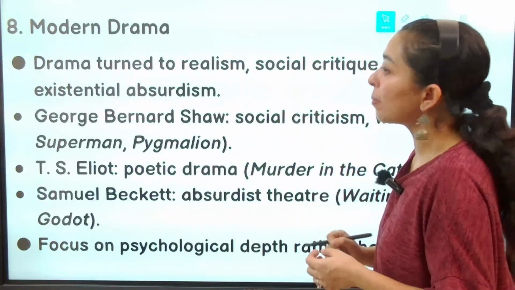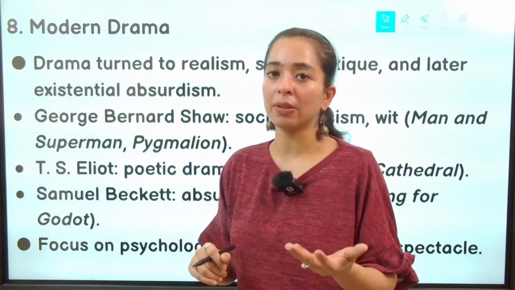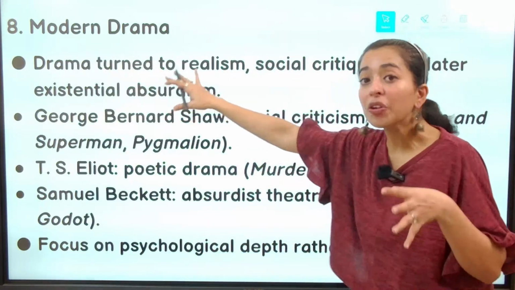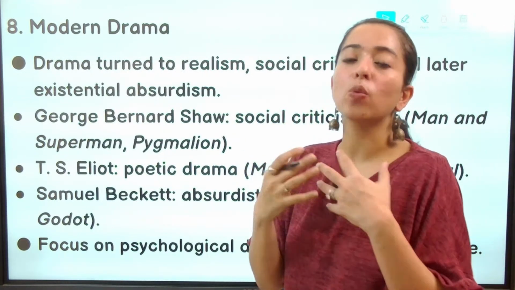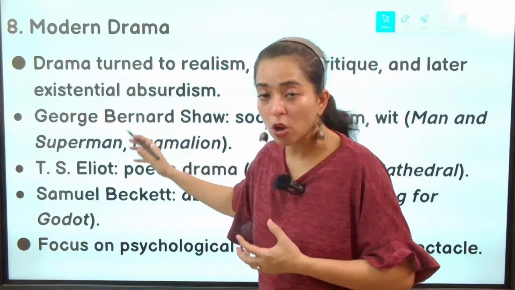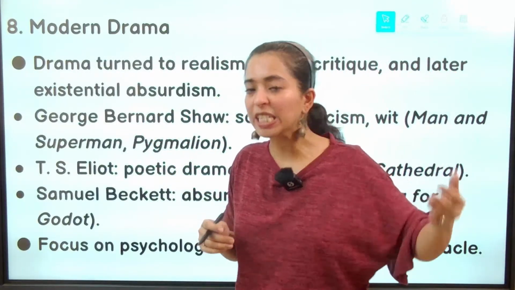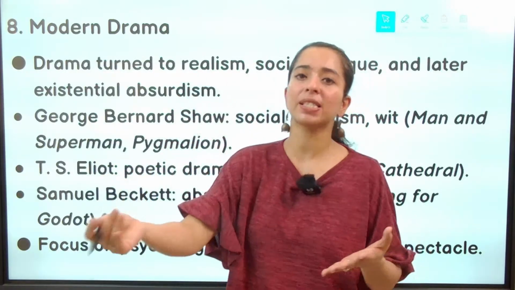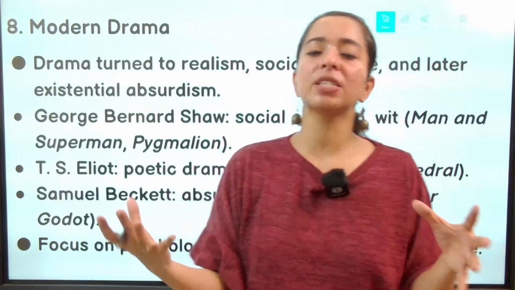Now, modern drama, if you look at that, drama was a very different league in this period, because drama turned to realism, social critique, and later existential absurdism, that why are we in this world. G.B. Shaw का जितने भी प्लेस है, G.B. Shaw was also writing in the Victorian era, 1890s में लिखना शुरू किया था, but इनके जो ये प्लेस थे, they were just stark reality of the social criticism prevalent in the society.